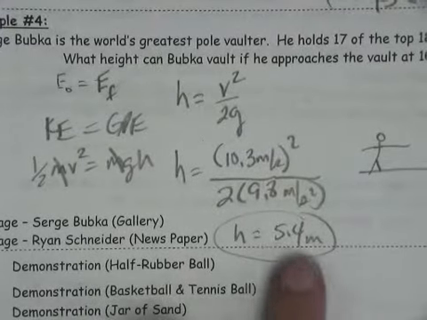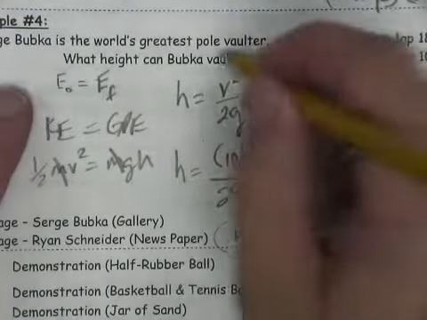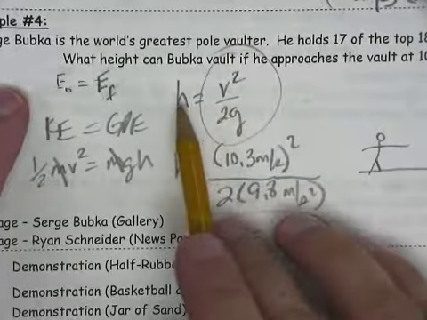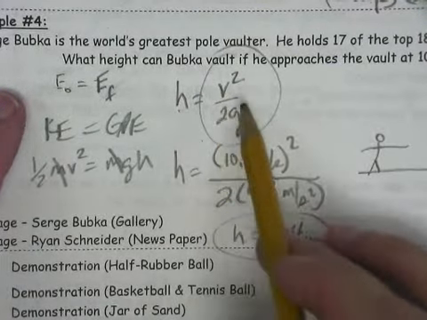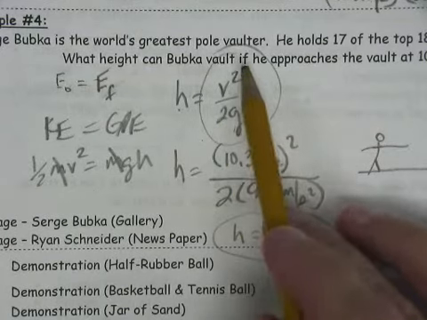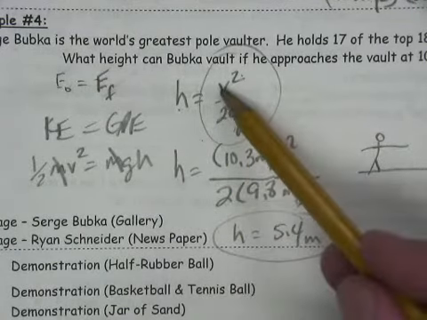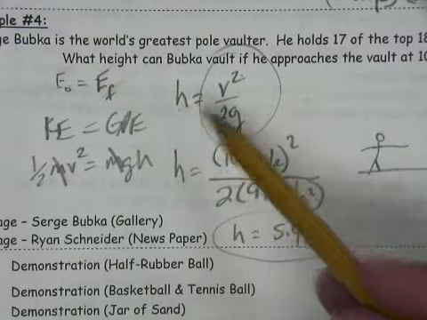Now, I think his world record is right around 6 meters, so obviously he was traveling a little bit faster. But you get the idea that the height he can jump is only dependent upon really two variables: the acceleration of gravity, which he has no control over, and his speed. And notice his speed is squared, so a little increase in speed gives you a dramatic increase in the height.